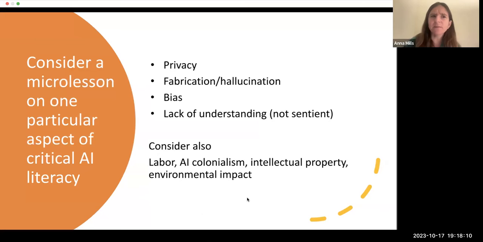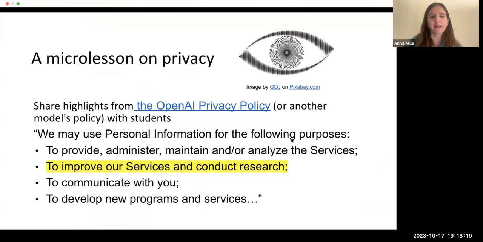And I think it might be possible to do just the quick, you know, how is this part of our lives now? And what does it look like? So for privacy, I think this is an idea I should put on the slide from Autumn Keynes, she recommends commenting on the OpenAI privacy policy with students.